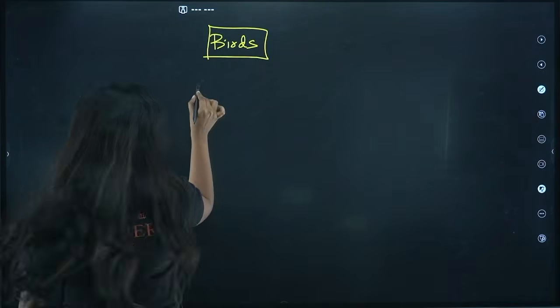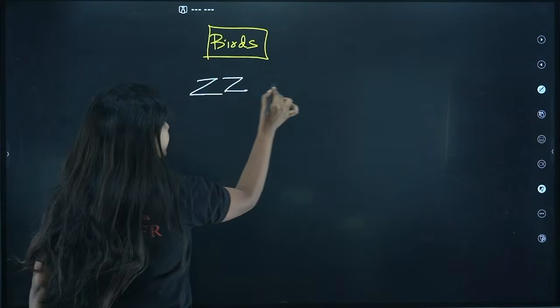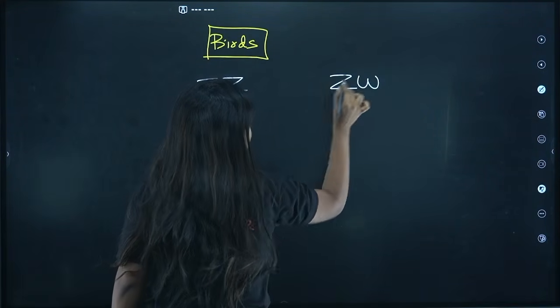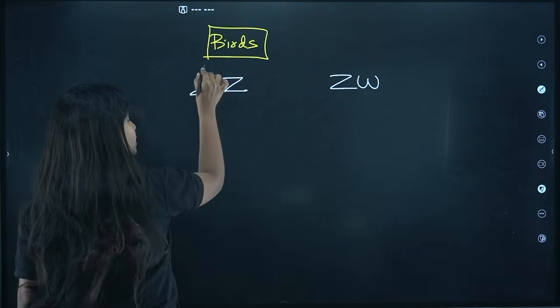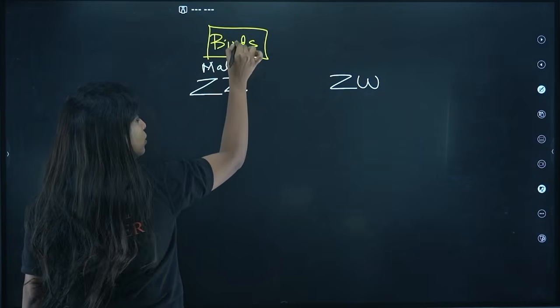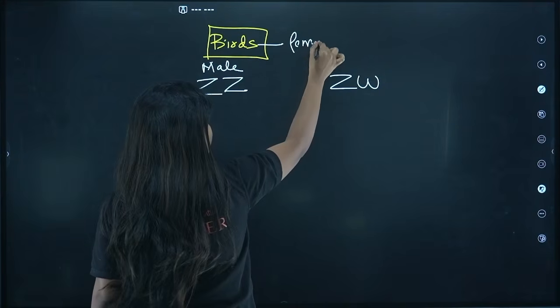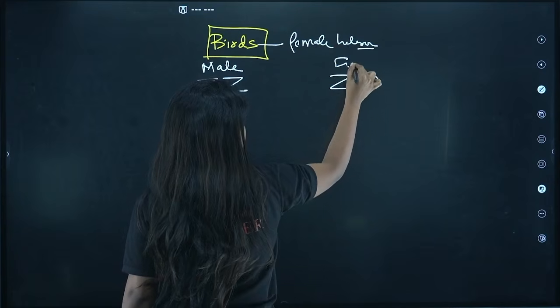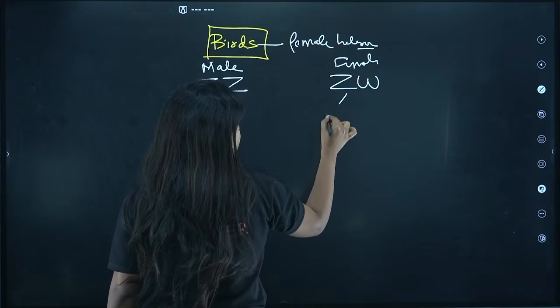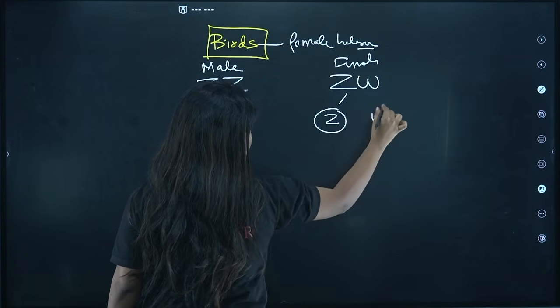You have ZZ and ZW type of sex determination. What is ZZ? It is going to be female, no ma'am? No, it is going to be male over here. I told you in case of birds, you are going to see female heterogamety. So that means this is the female, ma'am? The answer is yes. Here you are going to get two gametes, one carrying Z, another carrying W.